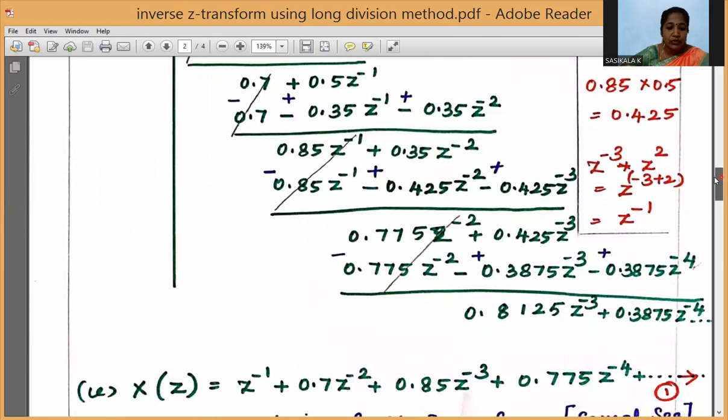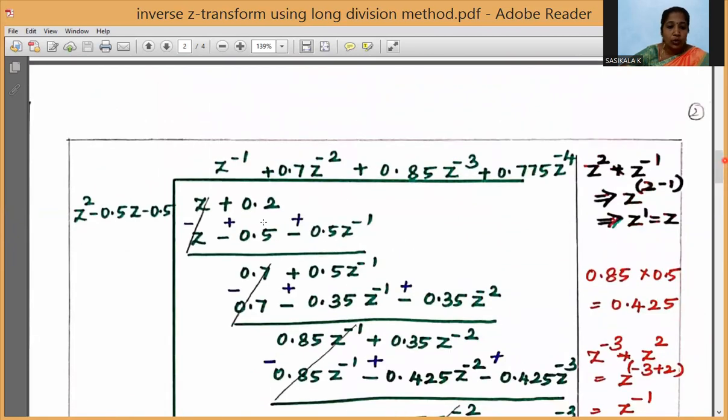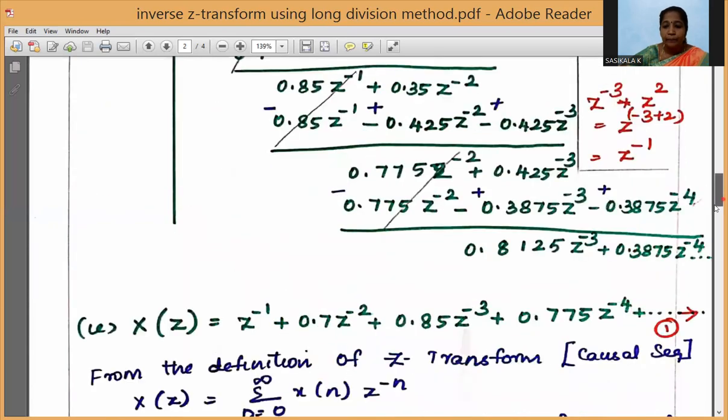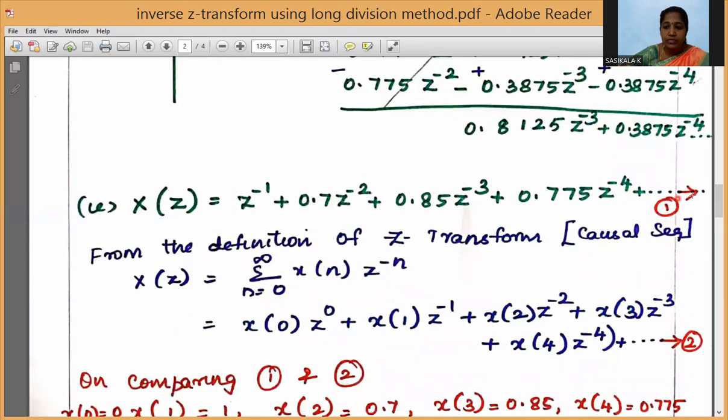Now what we have to do is you have to take down the quotient. So x of z is equal to z inverse plus 0.7 z power minus 2 plus 0.85 z power minus 3 plus 0.775 z power minus 4. This is equation number 1. That is, we have got from the long division method.